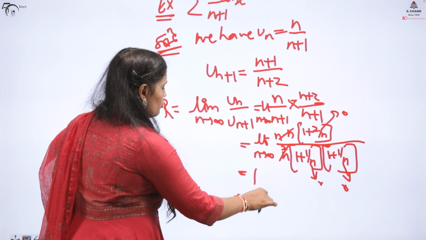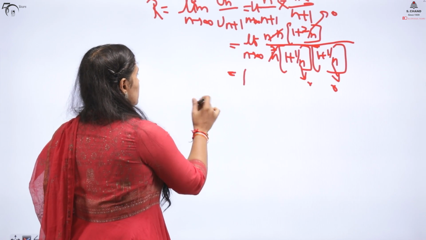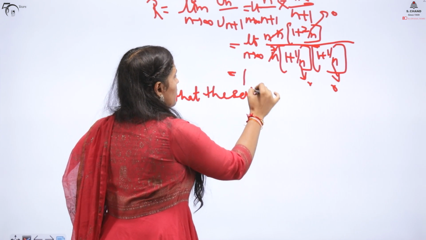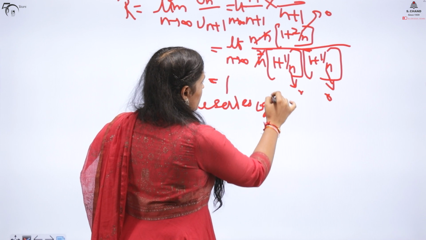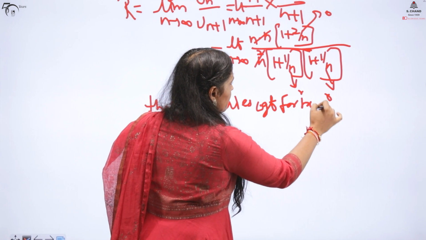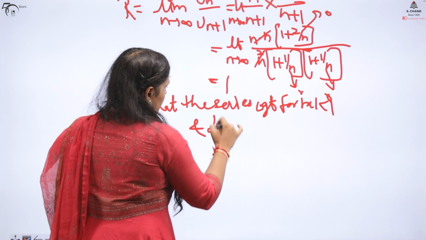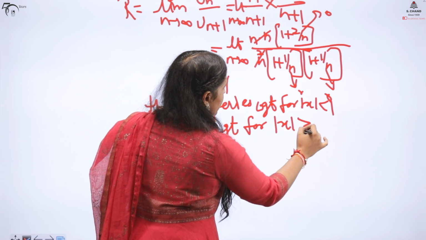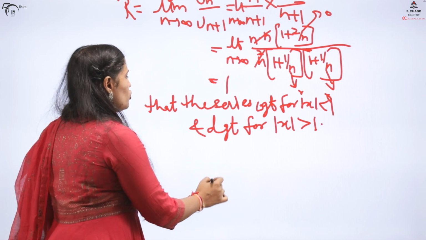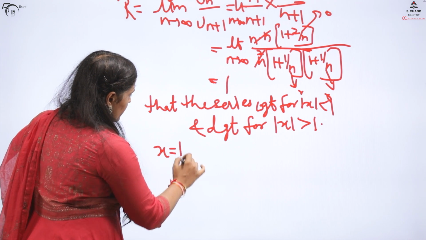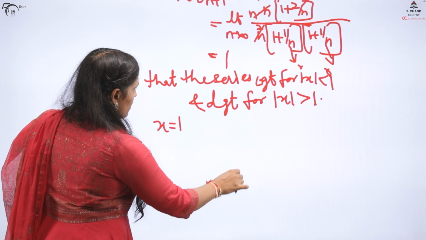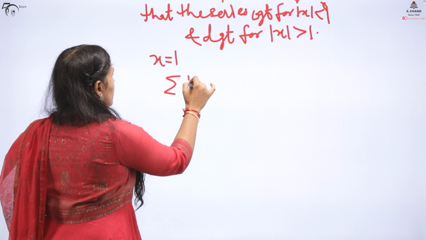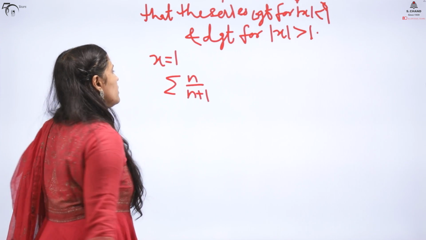So what is the conclusion? The conclusion is that the series convergent for mod x less than 1 and divergent for mod x greater than 1. Now if I substitute x equal to 1, what will be the situation? The situation will be, the series will be this.